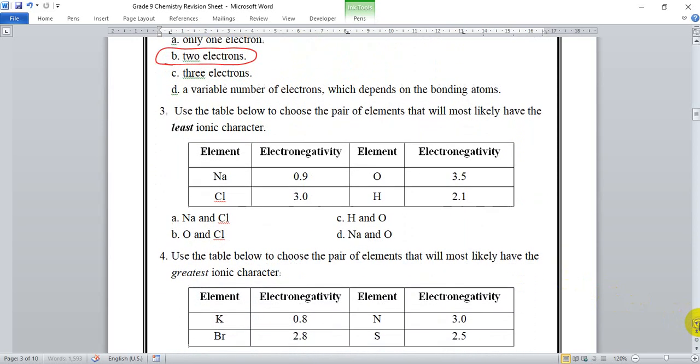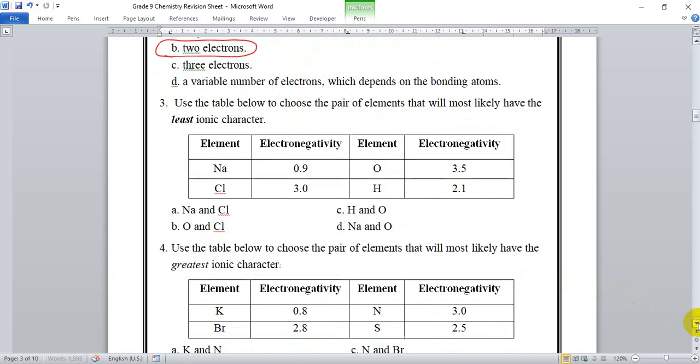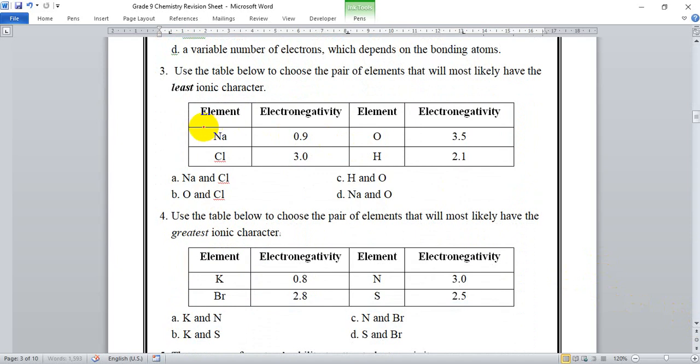Use the table below to choose a pair of elements that will most likely have the least ionic character. Here, element sodium, electronegativity 0.9, chlorine 3, oxygen 3.5, and hydrogen 2.1. The least ionic character means the least difference in electronegativity.